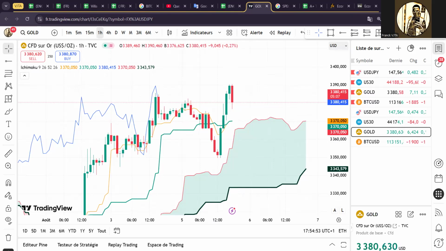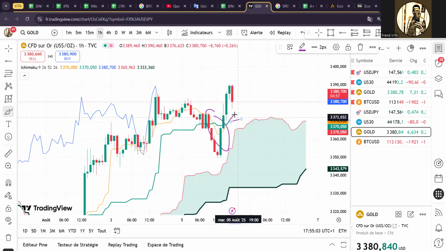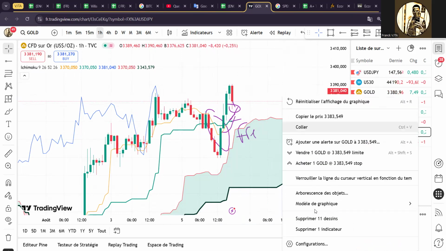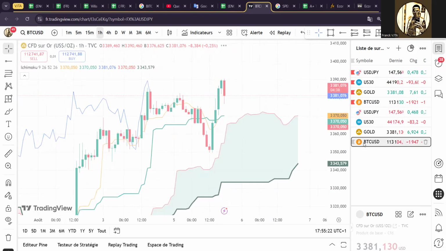So now for the TK, this one was the correction, right? But this one is what? A beginning of a fresh separation. So we are basically at a fresh stage. After the correction, there is a fresh stage. So we can basically wait for Tenkan to separate from Kijun here and wait until the price touches Tenkan to start entering this uptrend. Okay.